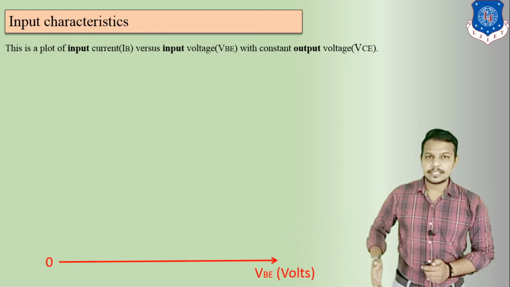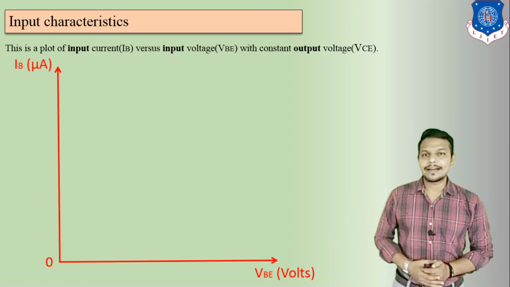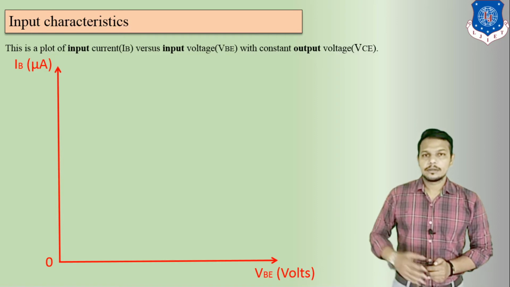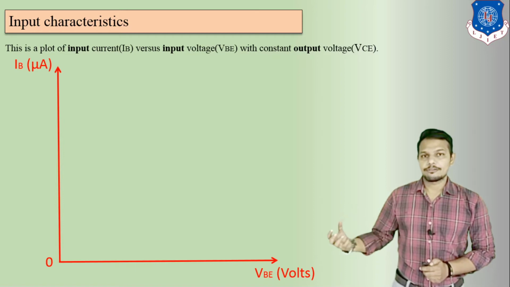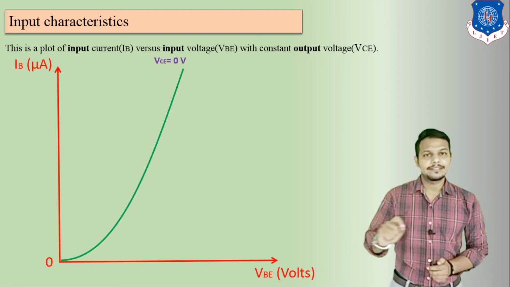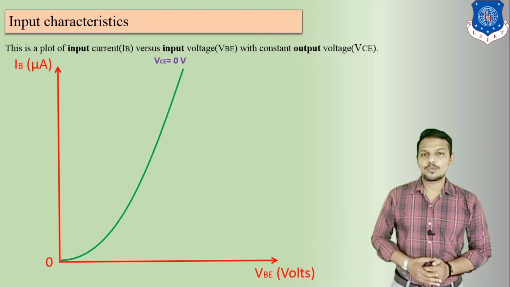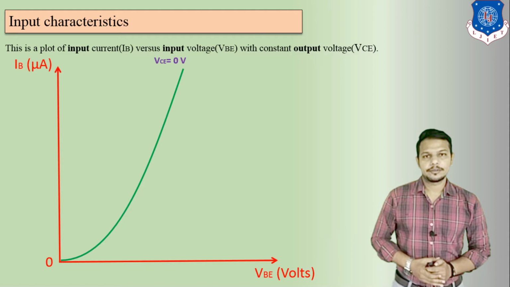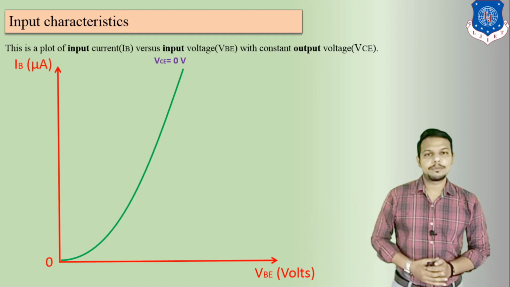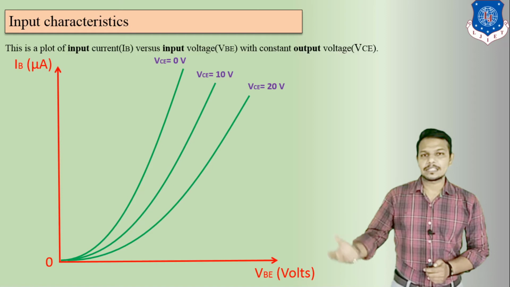On the x-axis we take VBE in volts, and on the y-axis we take IB in microamperes. So here you can imagine your graph like this. At VCE equal to 0 volt, your graph is like this. Why? Because this is basically in forward bias, in the forward region. That's why the characteristic is like the forward region of a PN junction diode's VI characteristics. If we increase VCE's value, then your graph shifts like this: VCE equal to 10 volt, VCE equal to 20 volt.